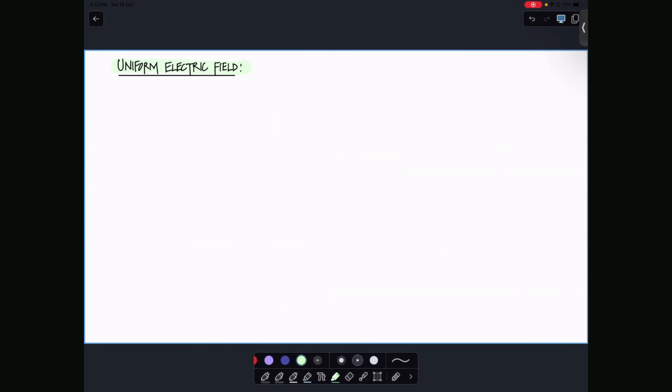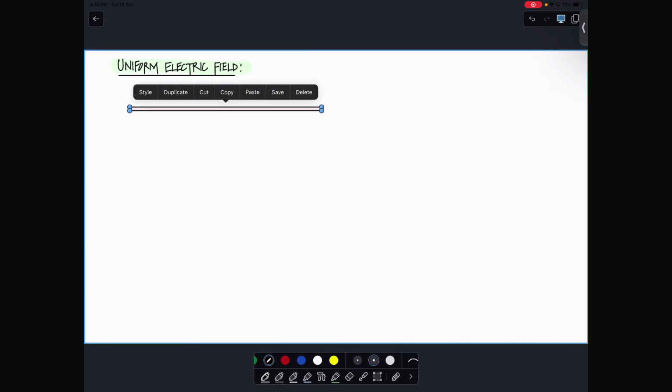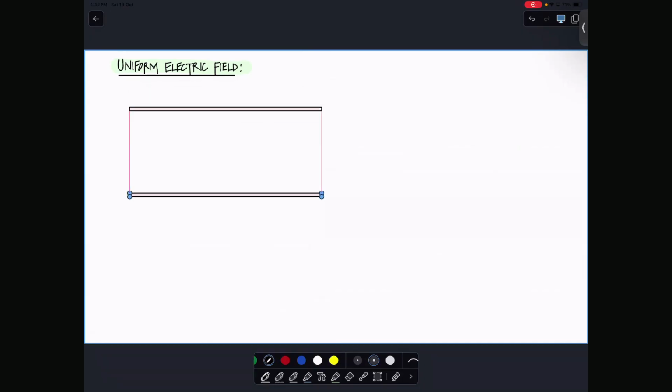So let's first start. How do you generate a uniform electric field? I want an electric field and I want it to be uniform, right? The way we do this is we take metal plates and place them parallel to each other like that. Then we connect these plates to terminals, like battery terminals.